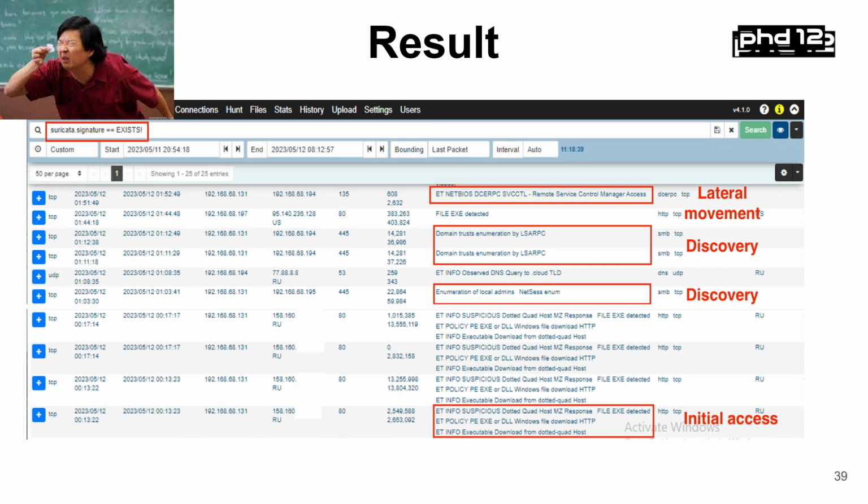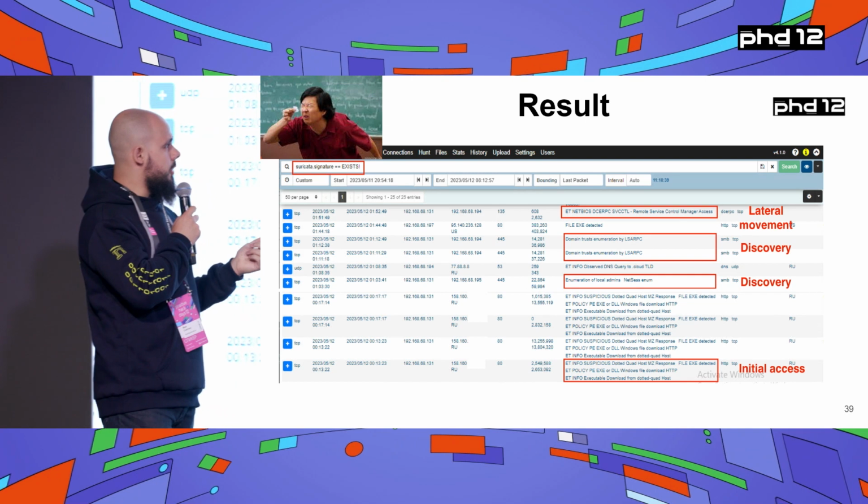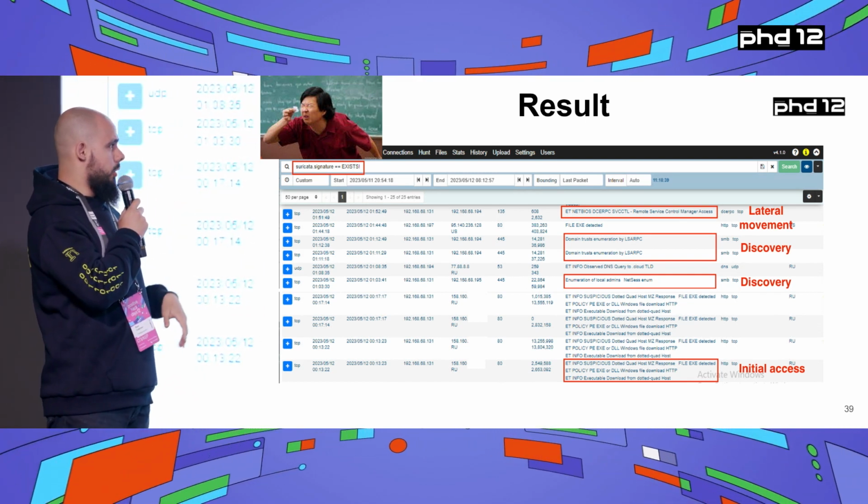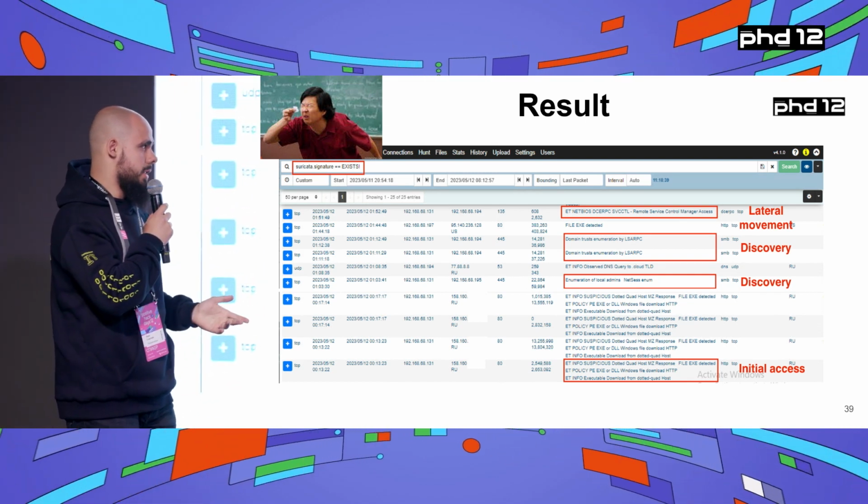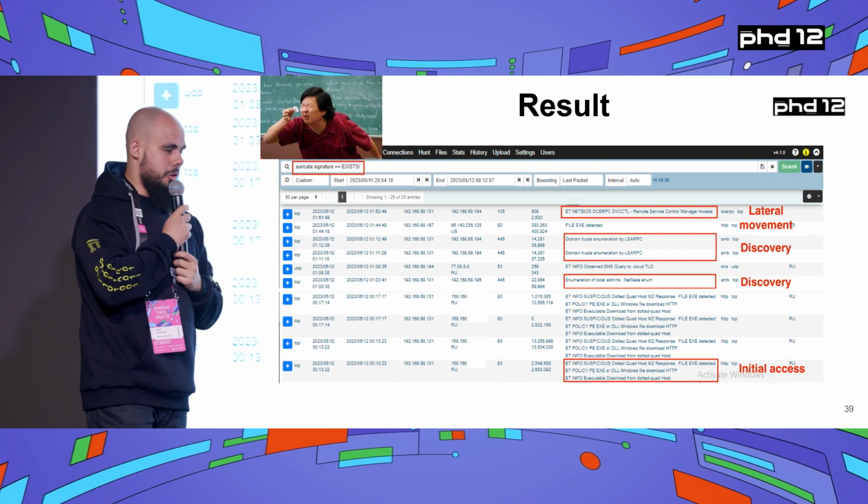So that's a very busy slide, but let me tell you in a nutshell what it is all about. We see that at night the file was uploaded. This is an initial access, then with some lateral movements, then discoveries, and PsExec took place.